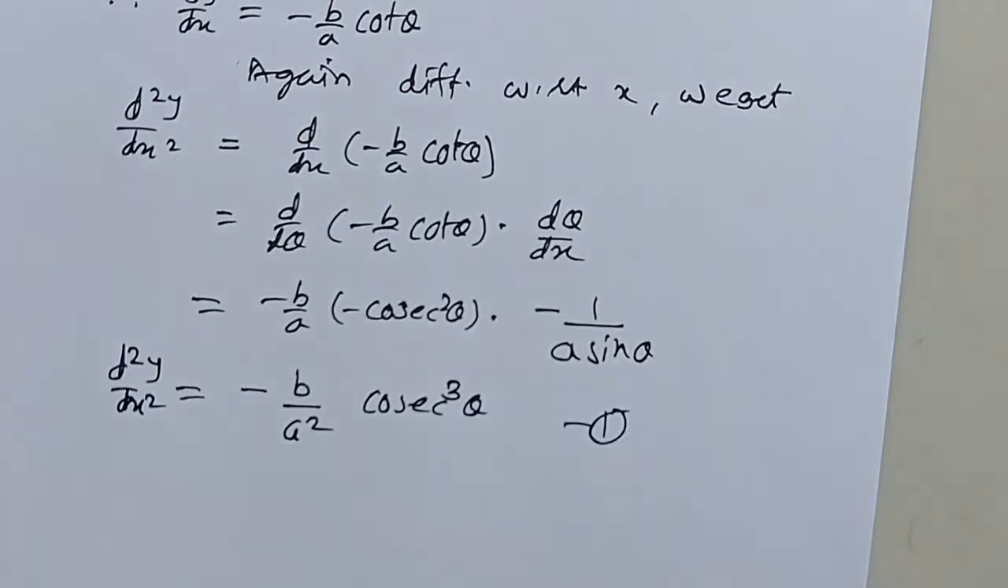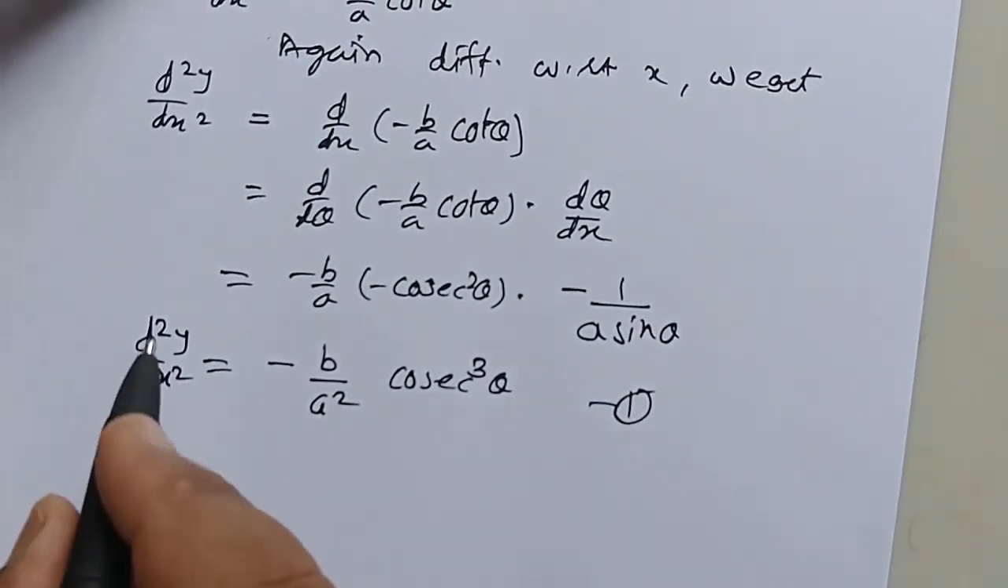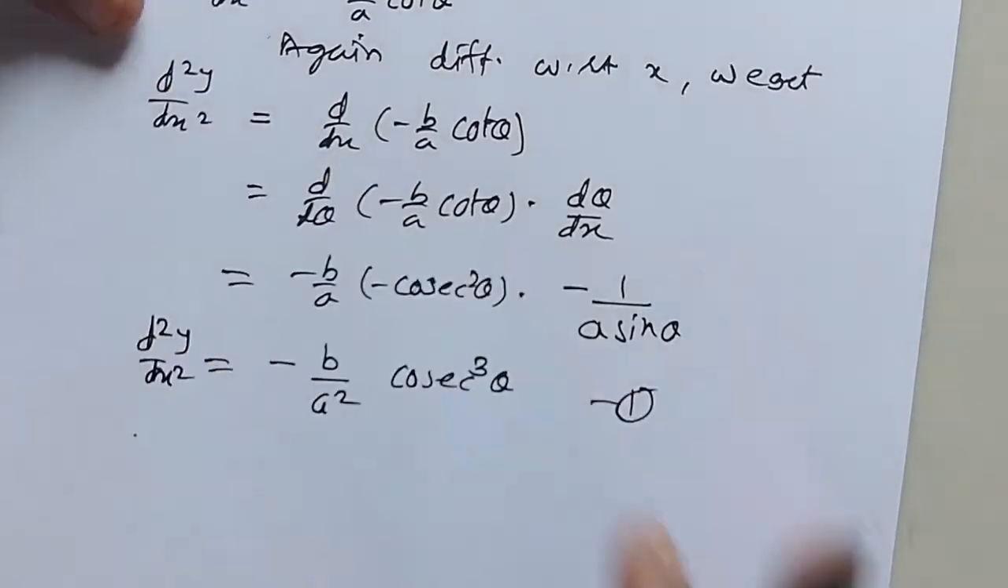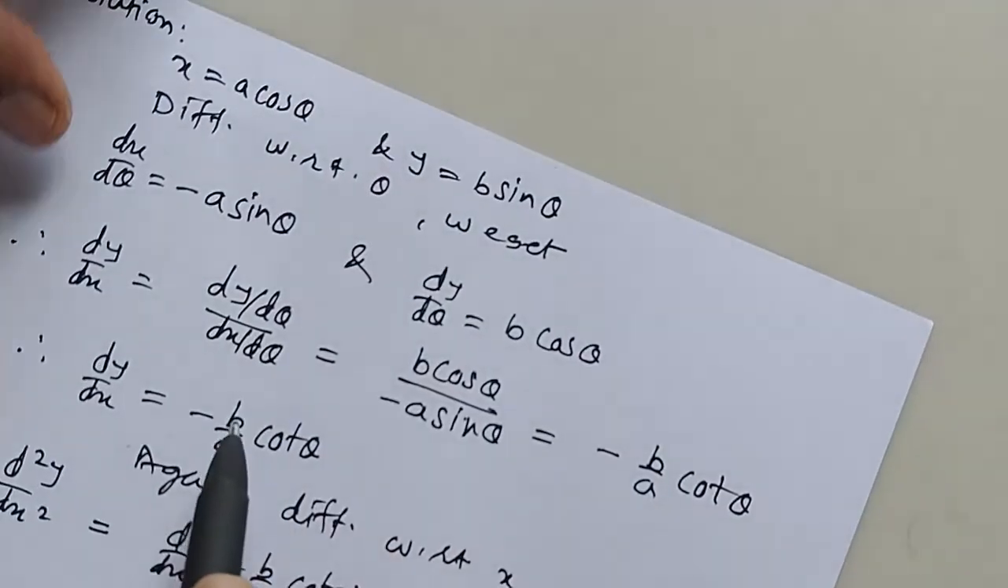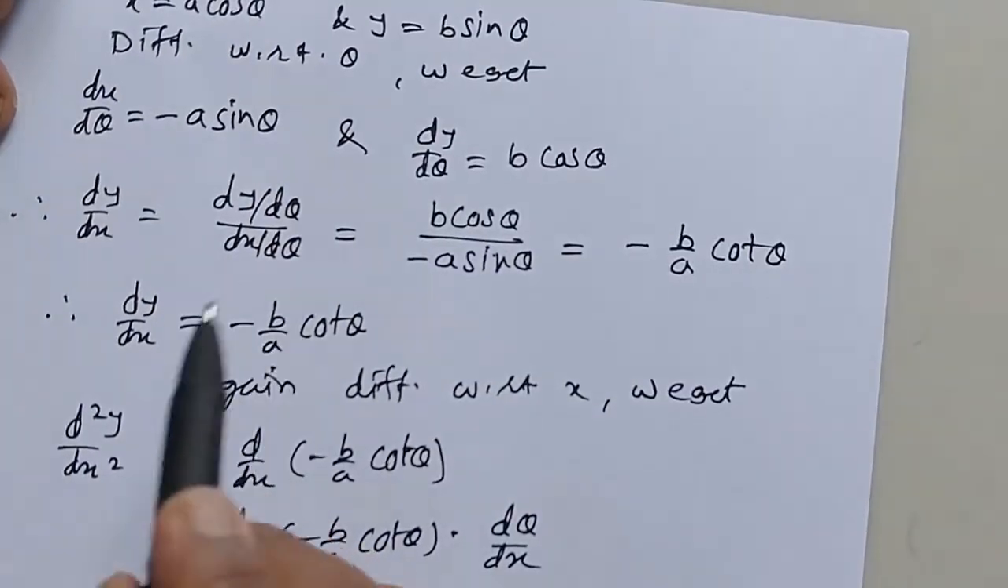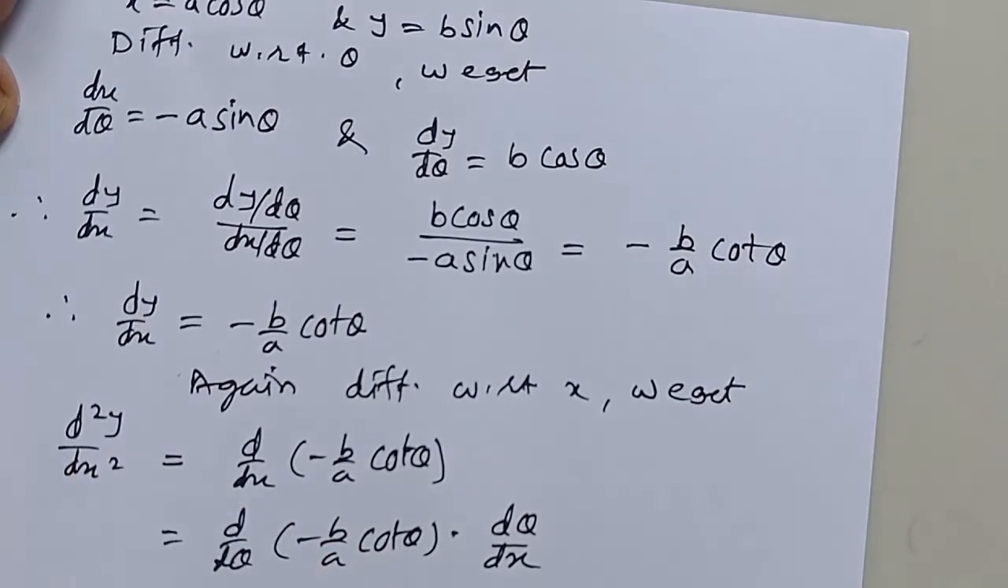This is equation number 1, and we know that dy by dx is equal to minus b upon a cot theta, and therefore dy by dx bracket square is equal to b square upon a square into cot square theta.